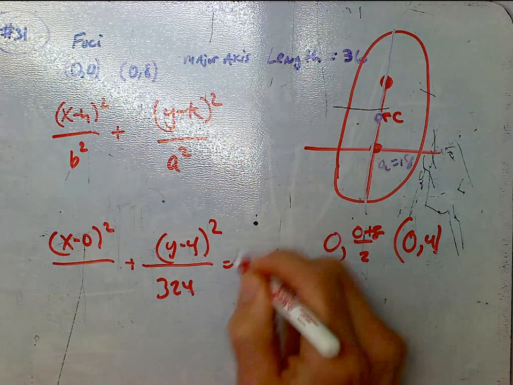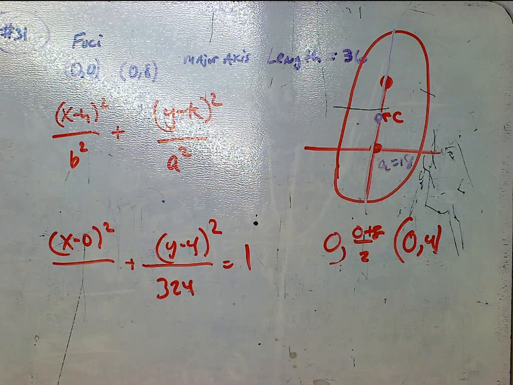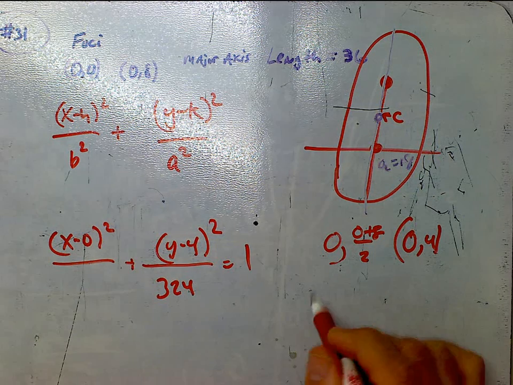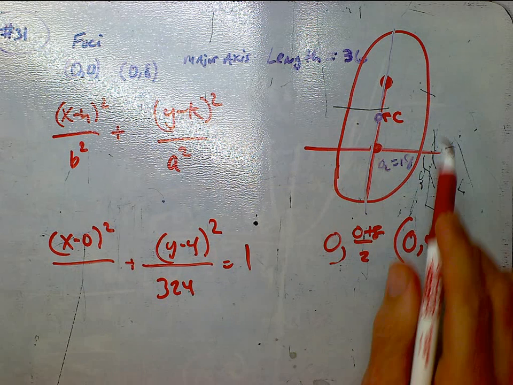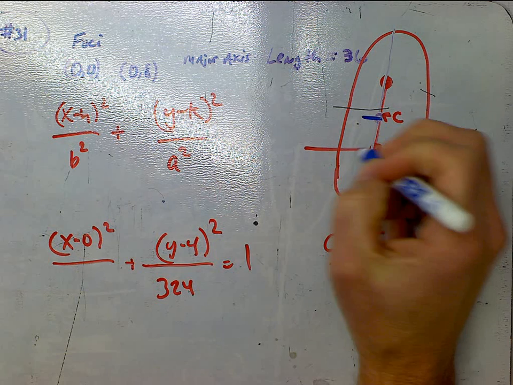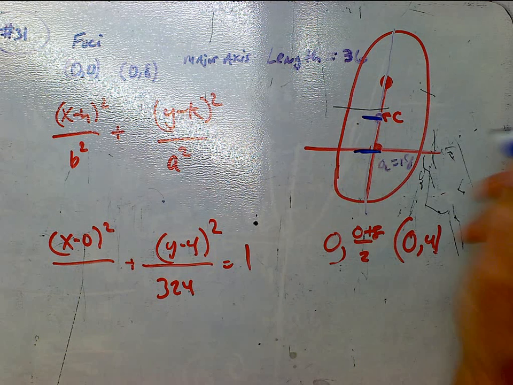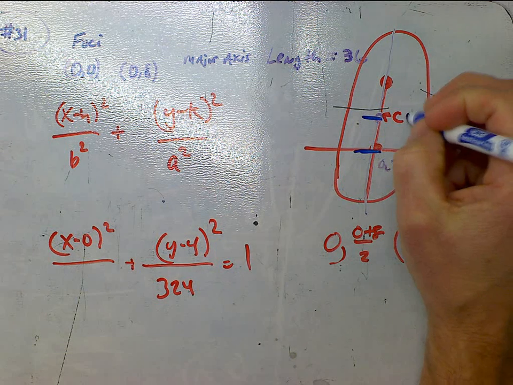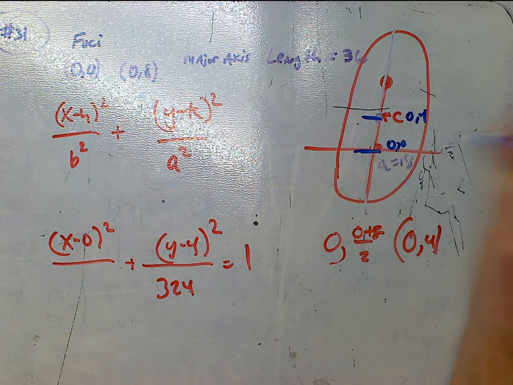Now I'm going to have to find b. Remember, the first thing we're going to do is find the length of c, and c is from here to here. Well, if the center is (0, 4) and this focus is (0, 0), it should make sense that this is 4 units apart.